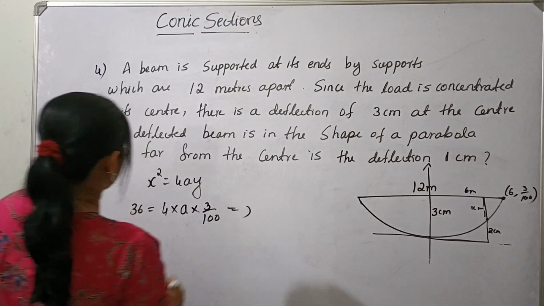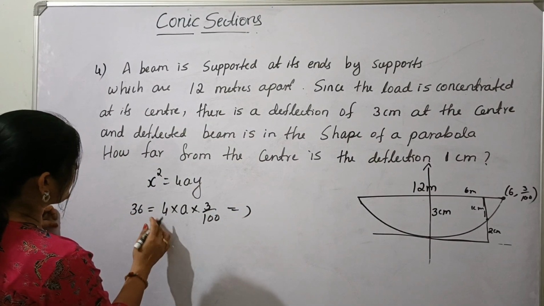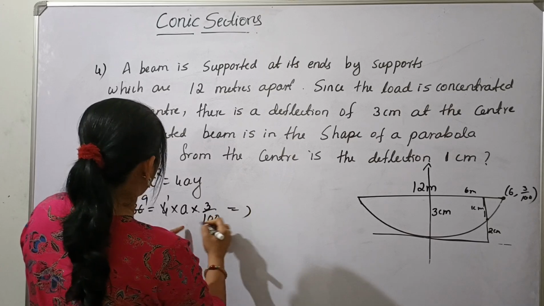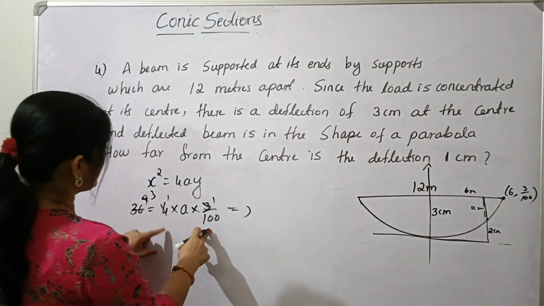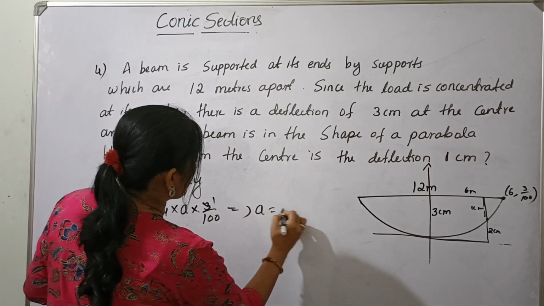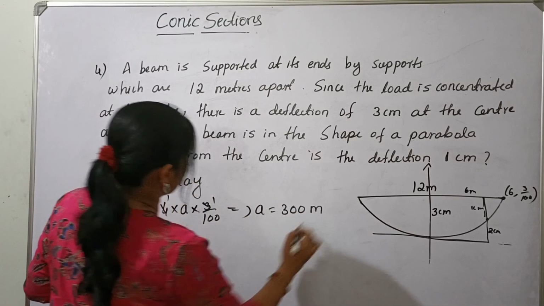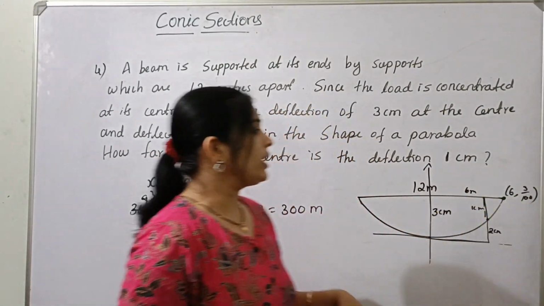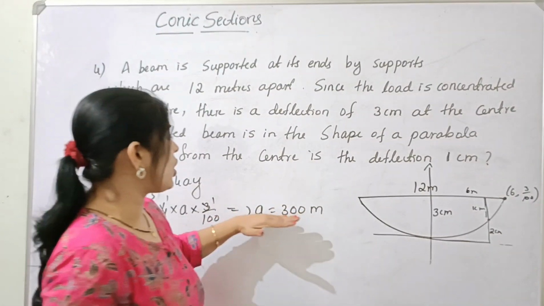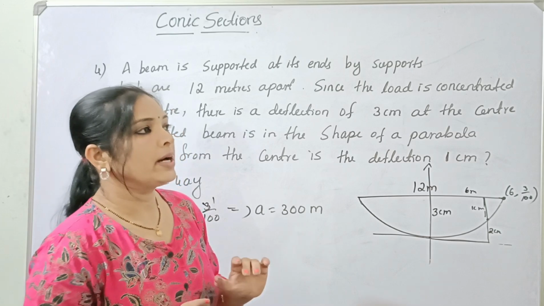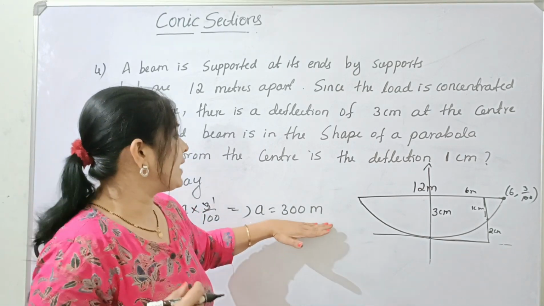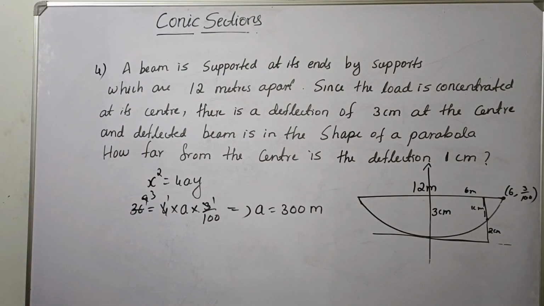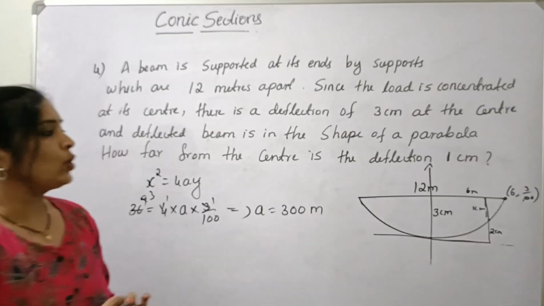That implies a is equal to 300 meter, because this measurement is in meter, since we converted centimeter to meter. That means the focal length is 300 meter. So we have got a is equal to 300 meter.